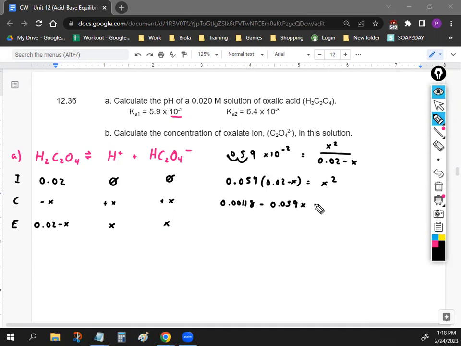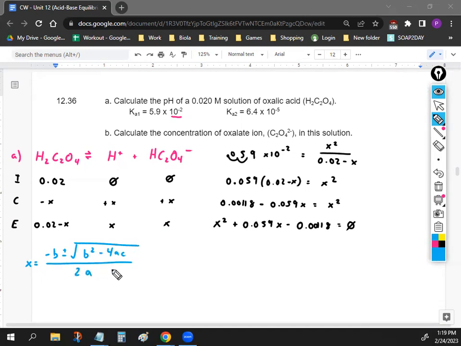Okay, and this is going to be the simplified version of that. Everybody good? Okay, we're going to move everything to the same side. X squared plus 0.059 X minus 0.00118 is equal to 0, and you've got your quadratic. Okay. All right, then we're going to use everybody's favorite equation. X equals negative b plus or minus the square root of b squared minus 4ac, all over 2a.